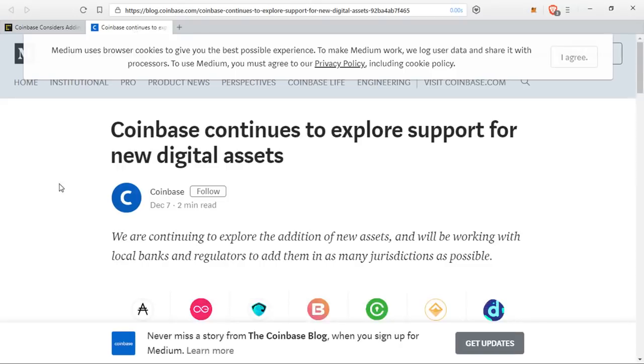Here is the actual blog post. They said, we are continuing to explore the addition of new assets and we'll be working with local banks and regulators to add them in as many jurisdictions as possible.